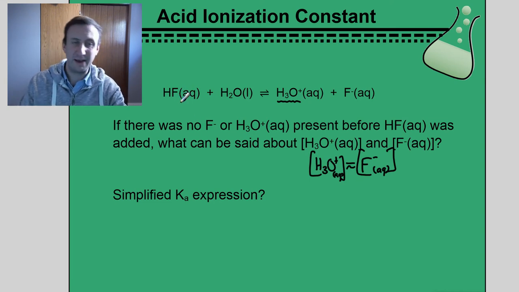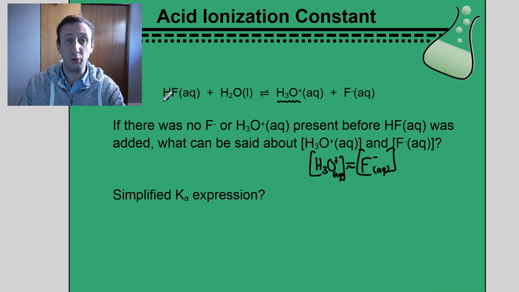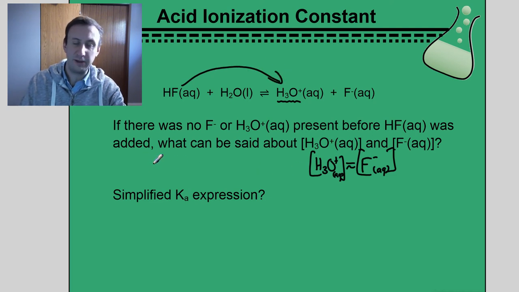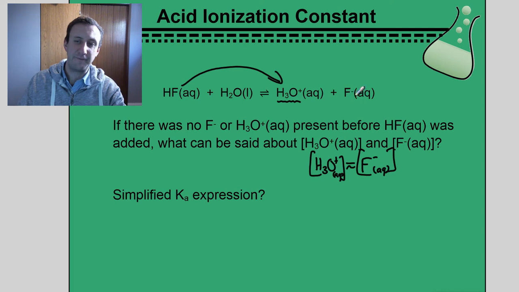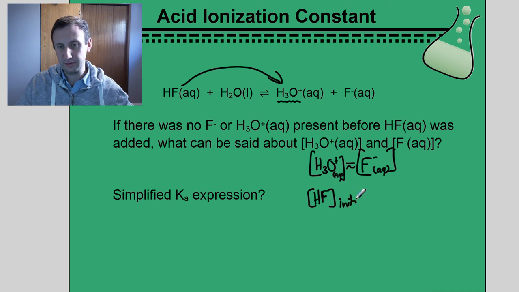The other thing we can say is that because weak acids ionize so little compared to a strong acid, very little of this HF reacts. So if we just know the concentration of the original HF, the initial is very close to the equilibrium HF concentration. So we can also say that HF initial is approximately equal to HF final.